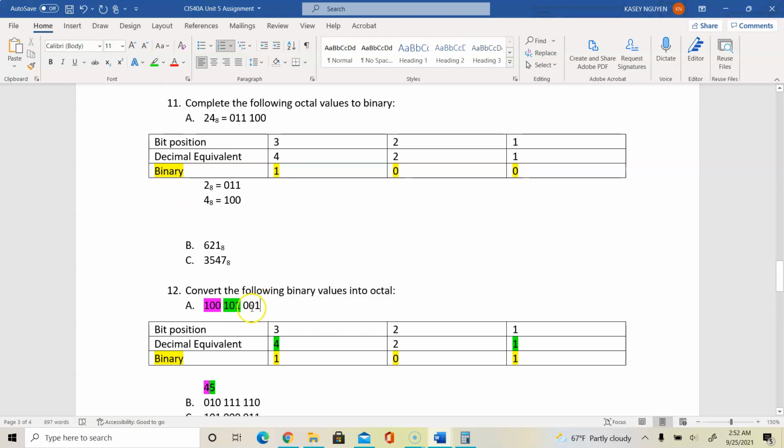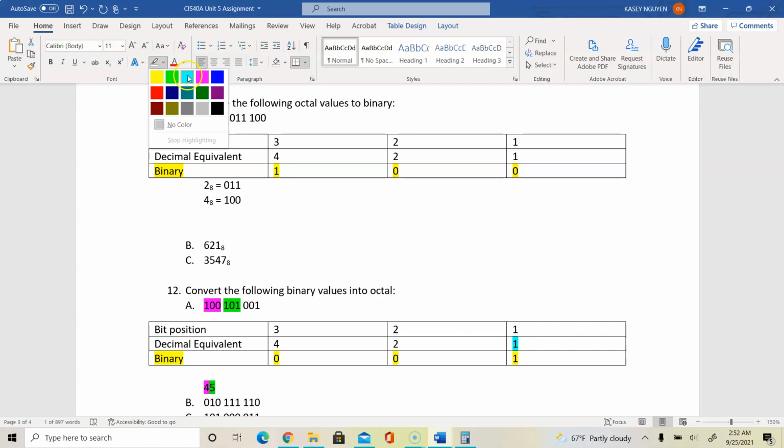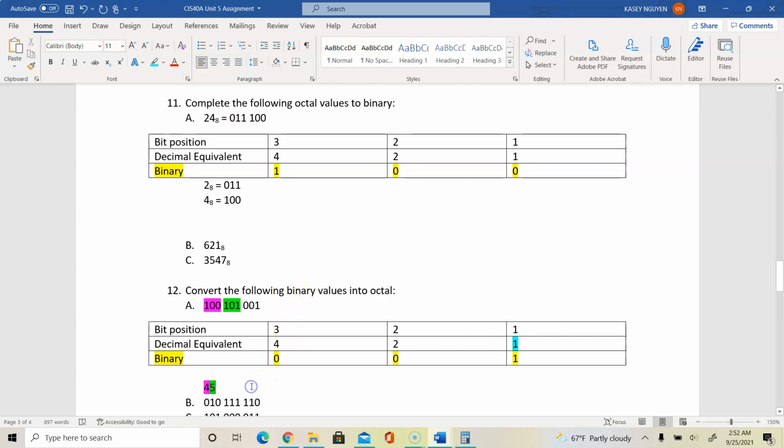Last one is going to be 0, 0, 1, so that's easy. We clear this out. So we put in 0, 0, and a 1. And the only one we're going to add up is that one, because that's the bit that's on here. So that is a 1. So we would have a 1 there. So that means that this octal value is equal to this.